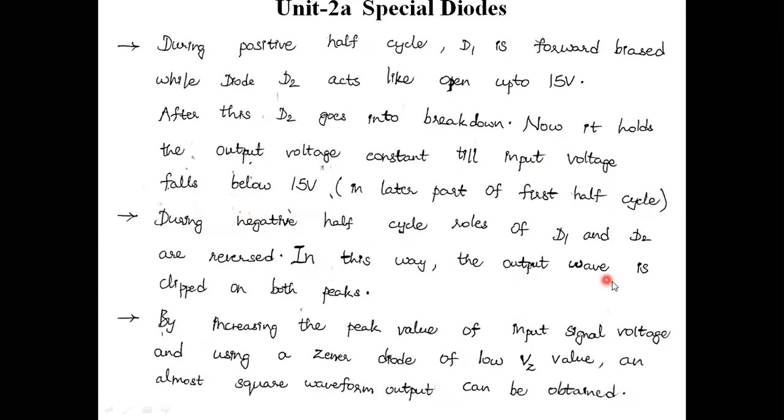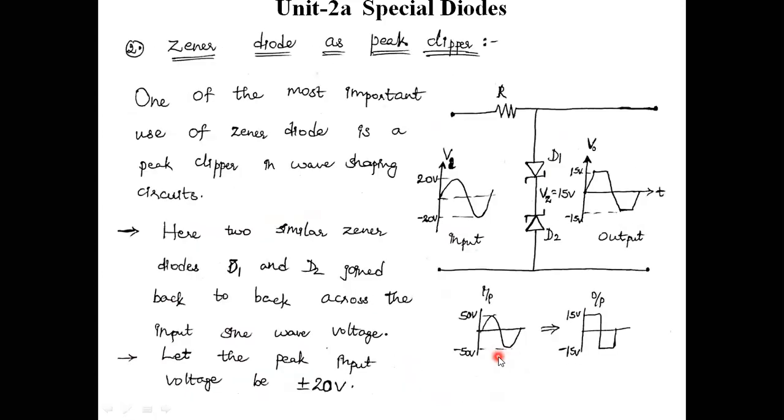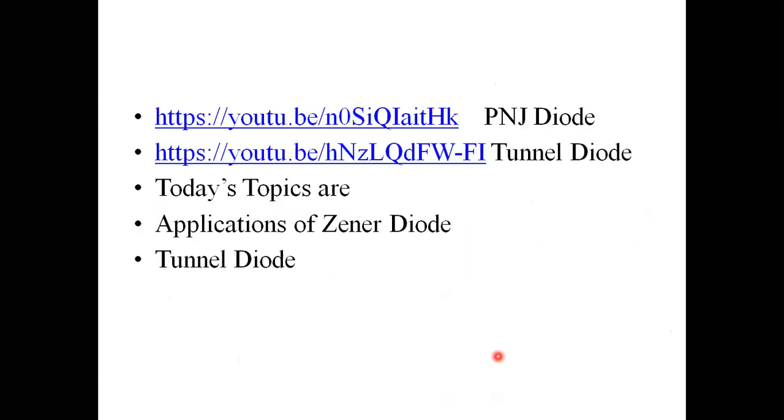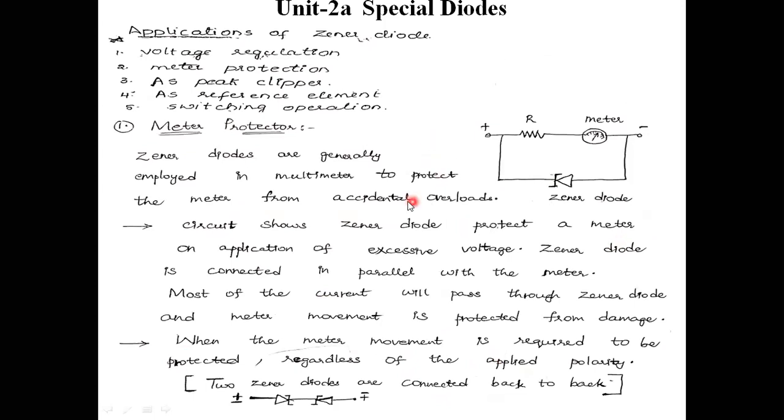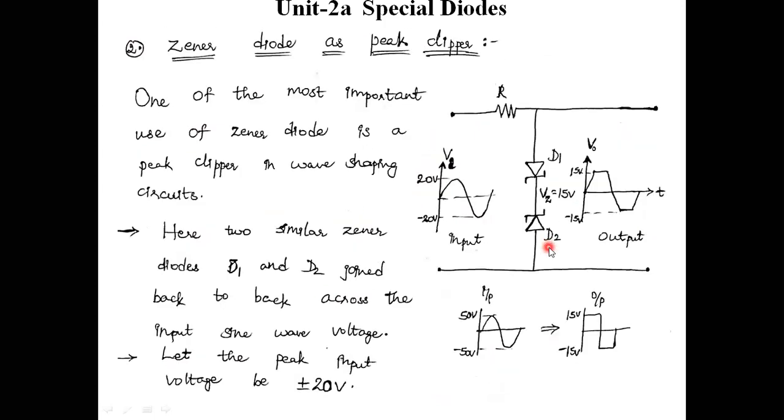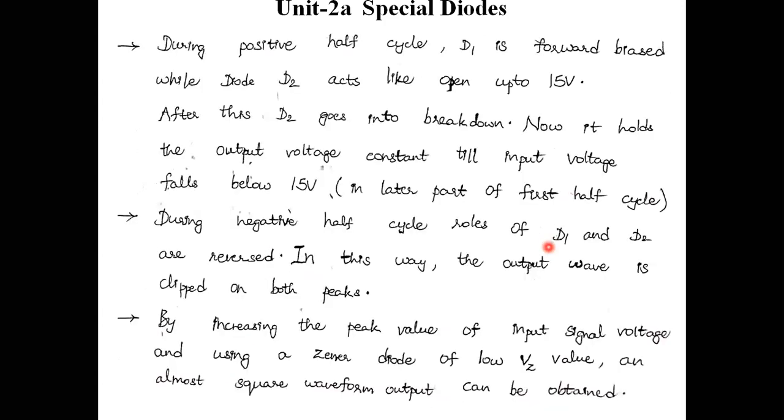In this way, the output waveform is clipped on both sides, that is, the positive half cycle is clipped as well as the negative half cycle. By increasing the peak value of the input signal voltage and using a Zener diode of low Vz value, an almost square wave output can also be obtained in this application. These are the two examples for applications of the diode. First one is meter protection. Second one is peak clipper. The Zener diode acts as a peak clipper.